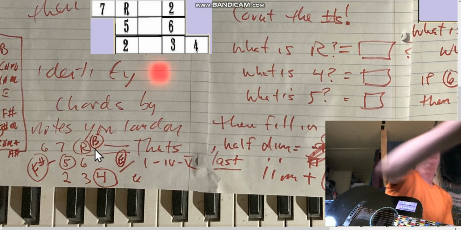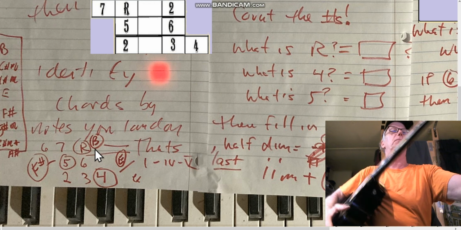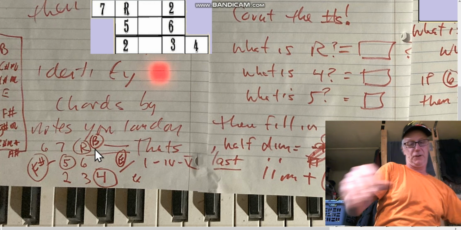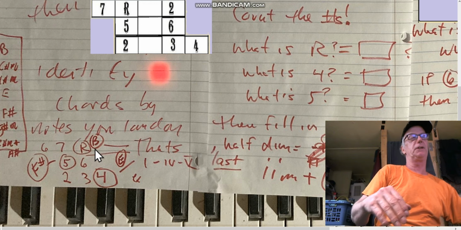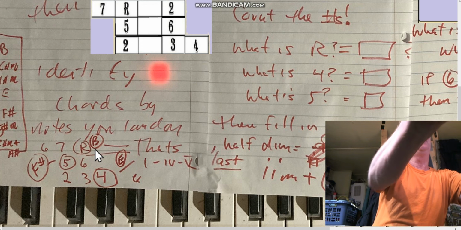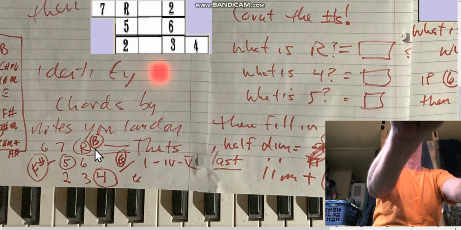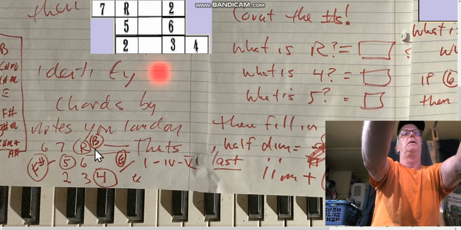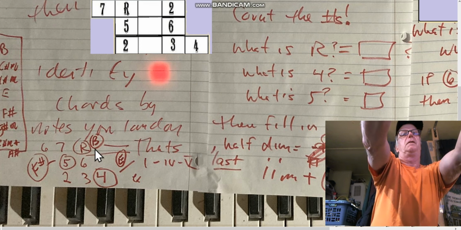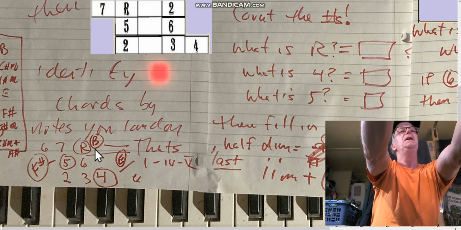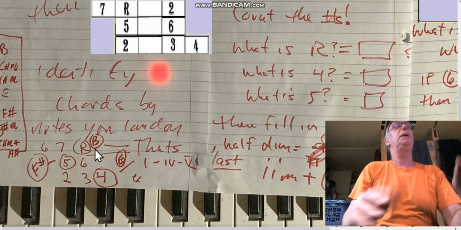Okay, in B they're harder to play, right? They're harder to play in B. I have to really think about this. See, I messed it up. It's hard to play in B, you know.